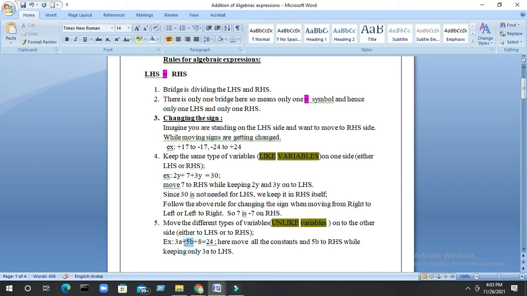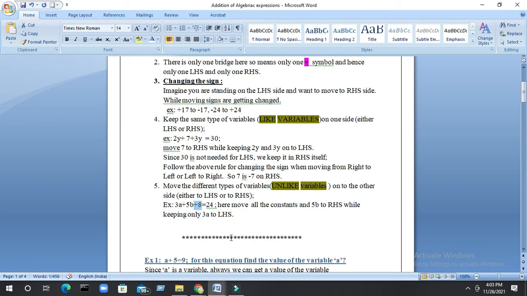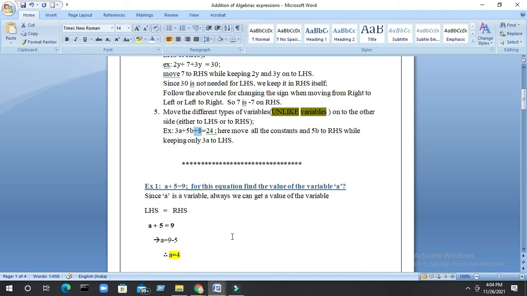Now, if that is the case, what will be the value of plus 5b? It gets changed to minus 5b. Next, moving another variable, plus 8 gets changed to minus 8. Then they get onto the right side, so it is easy for calculation. Now, after giving out these rules, let's do one thing. Let's straight away get to the examples and understand them.